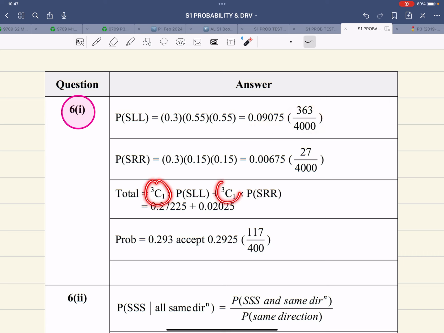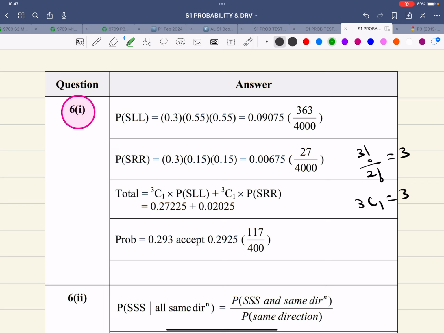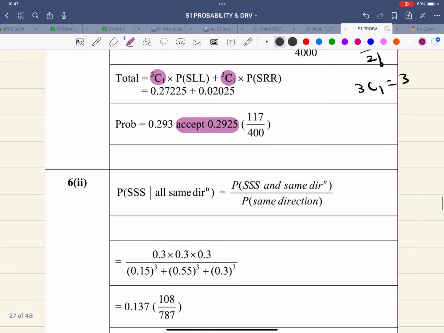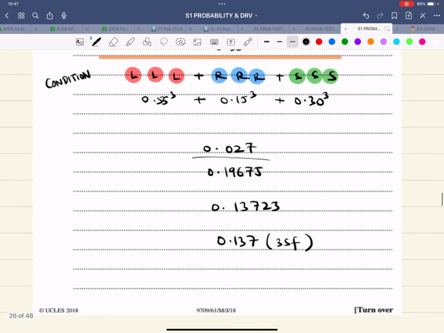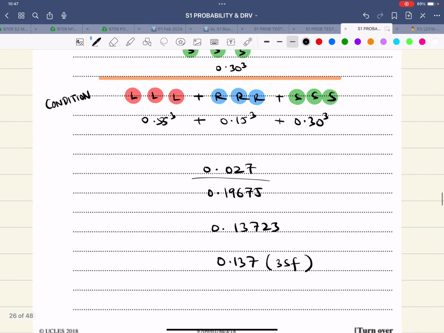The total, that is 3C1 for the options. Now remember this thing, 3 factorial over 2 factorial is 3 and 3C1 is 3. Basically, the idea is that this 3C1, why is it written? To take care of all the options. And accept 0.2925, accept 0.293, that is all good. And then the denominator, this one is all 0.15. Which one was that? 0.15 is the right thing.